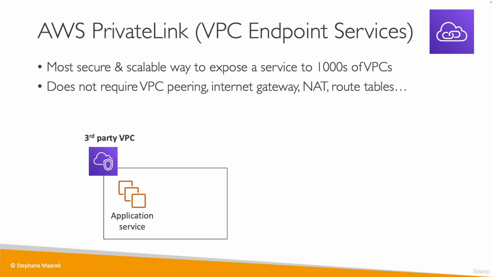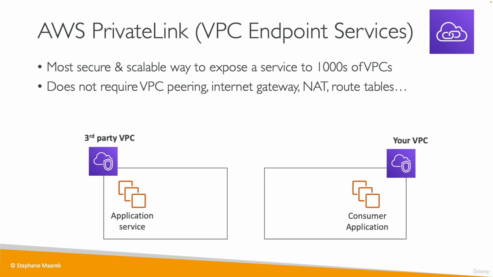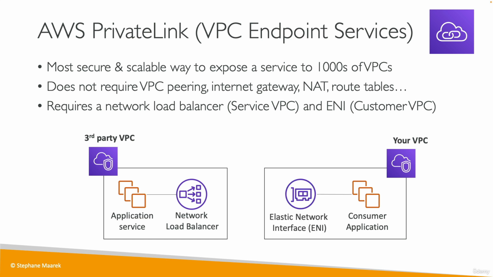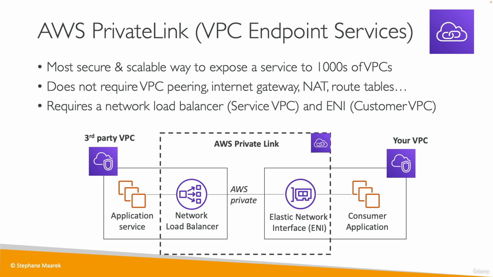So let's go through a diagram. Say, for example, you are talking to a vendor on the AWS marketplace and they run an application service. So they have their own service that you want to use in their own VPC, and you want to have access to it from your own VPC in your own account with your own consumer applications. In that case, you're going to ask your vendor to do a PrivateLink. On their end, they will have to create a network load balancer to expose that service. And on your end, you will create an elastic network interface. And then you will establish a PrivateLink between the two so that you have private access to their network load balancer and therefore to their service.